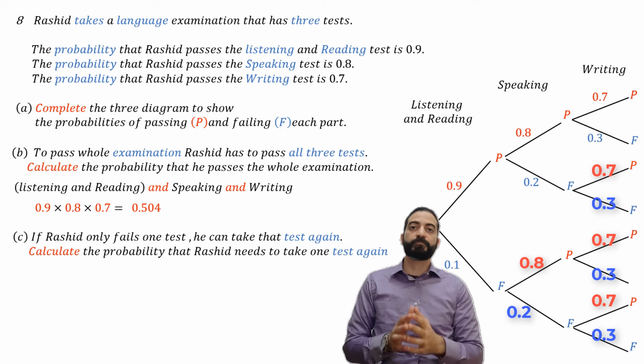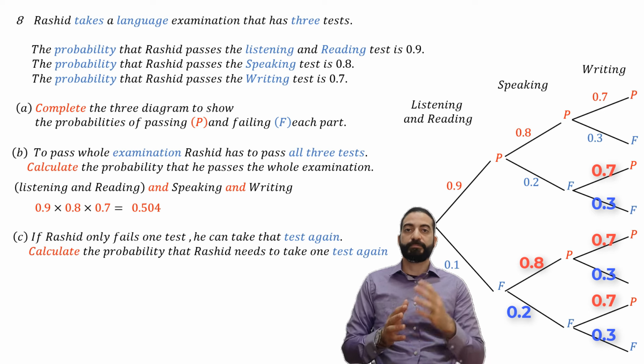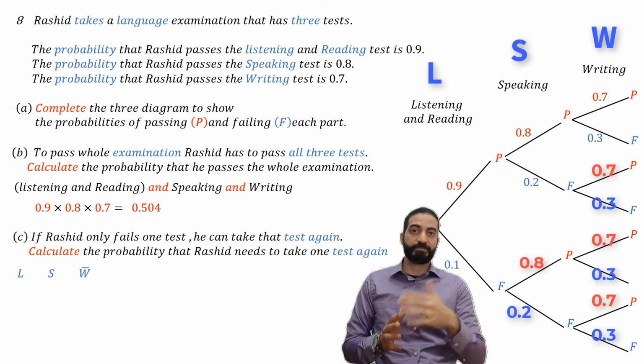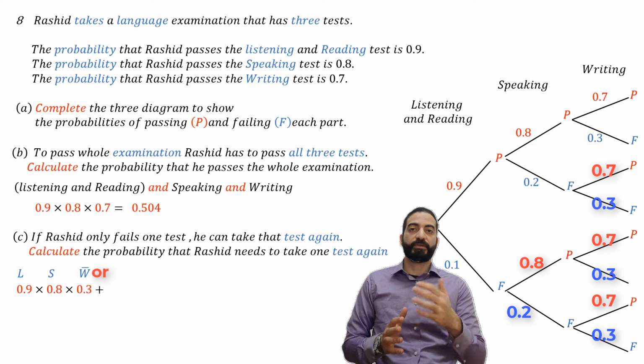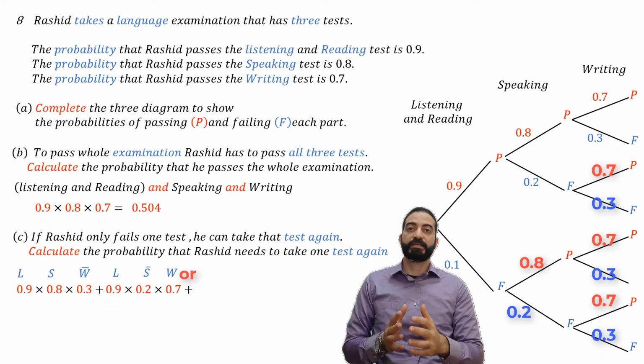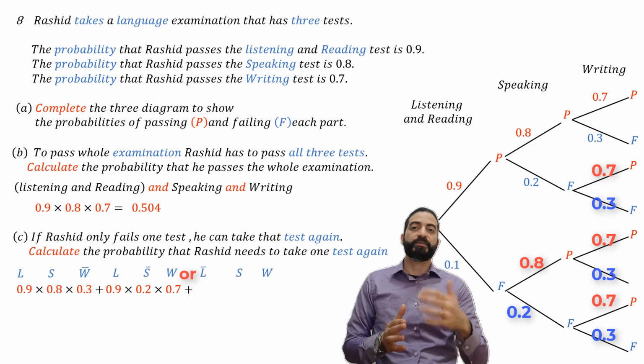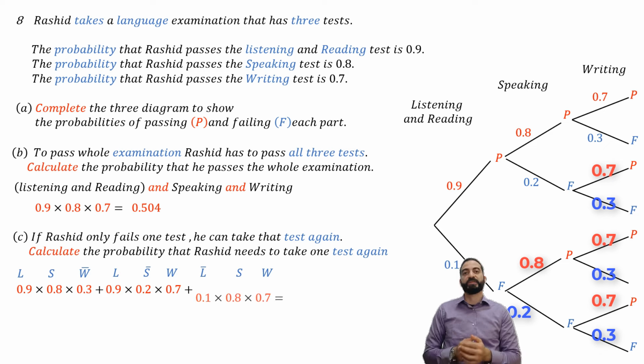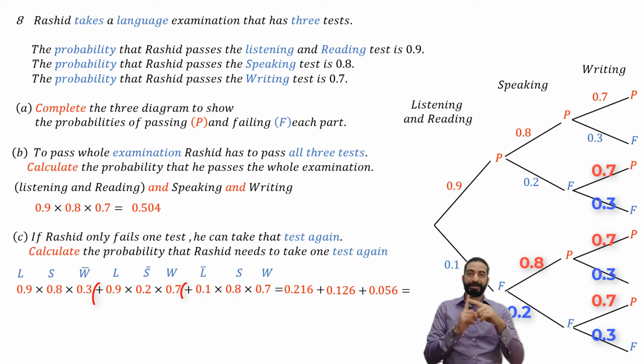In other words, he will pass in listening and speaking and fail in writing, or pass in listening and writing and fail in speaking, or fail in listening and pass in speaking and writing. And the word "or" in probability means plus, and the word "and" in probability means multiply.